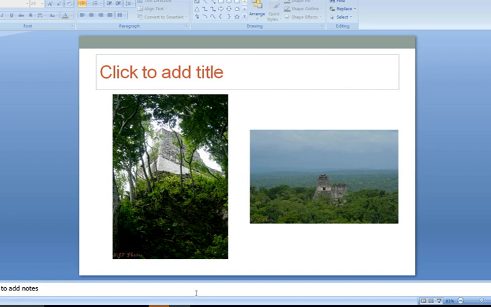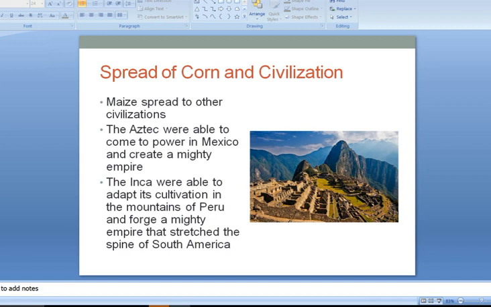Now, if you think that's a lot, corn is going to spread, and other civilizations are going to develop it. So the Aztecs are going to take over from the Maya. The Maya are going to decline somewhere around 1100. And the Aztecs are going to come in afterwards, and they're going to create a mighty empire based on human sacrifice, which is going to get the Europeans kind of upset, but they're going to develop a gigantic empire as well. And again, that's because they're going to adopt corn from the Maya.